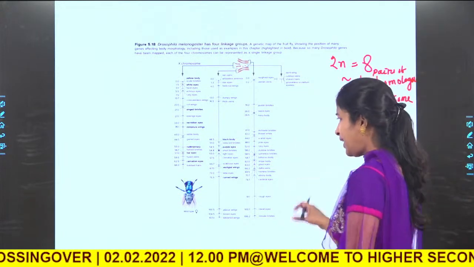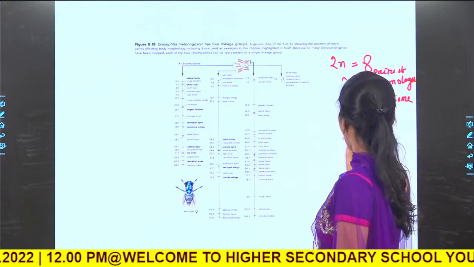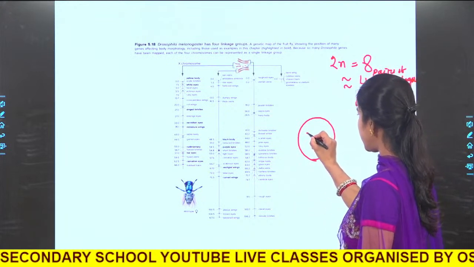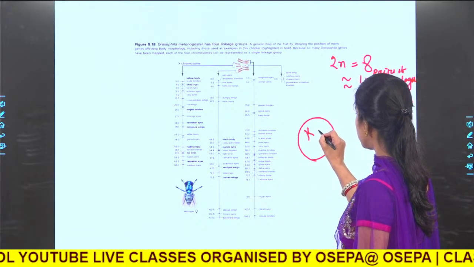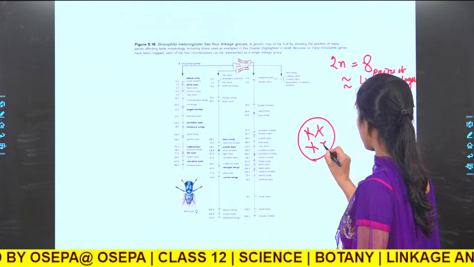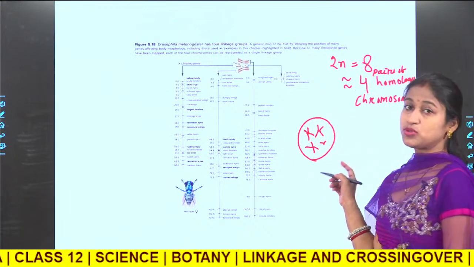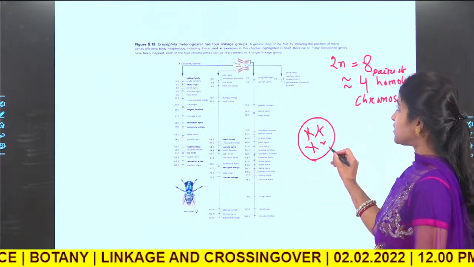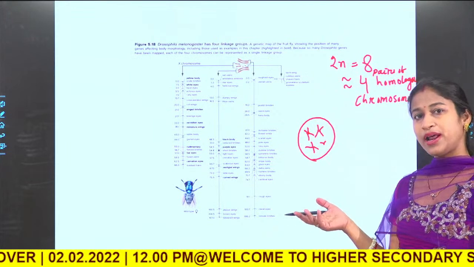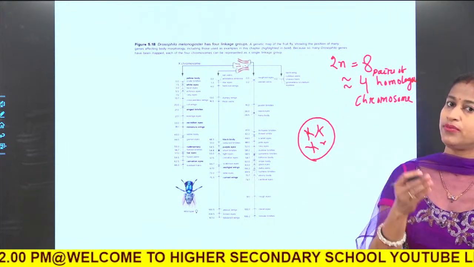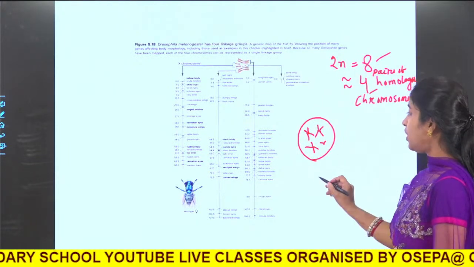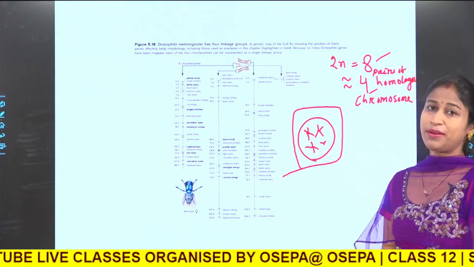So, here, if we consider the haploid number within the cell, I have drawn only the haploid chromosomes. These 4 chromosomes, which are haploid in nature, constitute a linkage group. Now, how many linkage groups are possible in Drosophila melanogaster? It is the haploid number of chromosomes. The diploid number is 8, so the haploid number is 4. Thus, 4 linkage groups are possible.